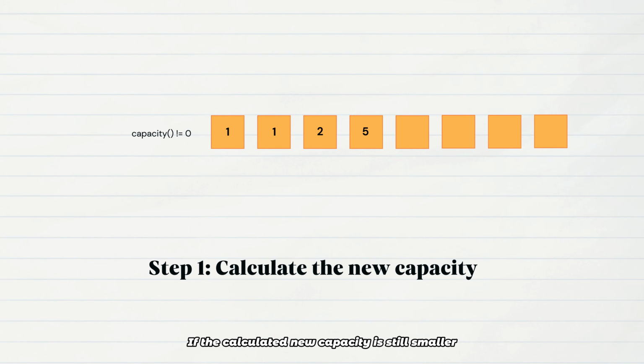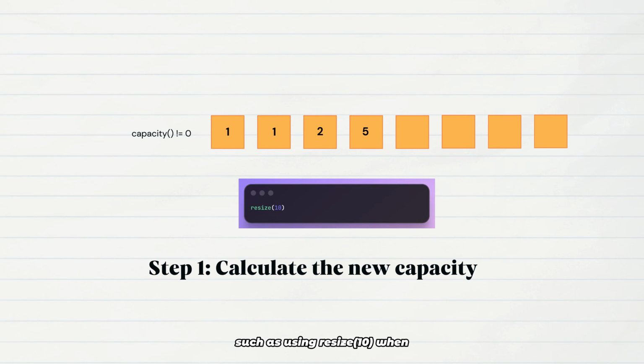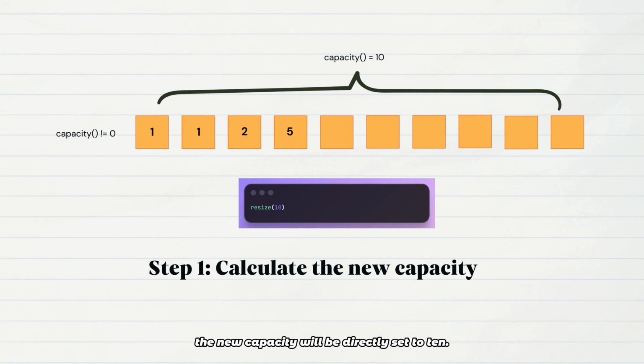If the calculated new capacity is still smaller than the minimum capacity currently required, such as using resize 10 when the current capacity is 4, 2 times expansion to 8 is still not enough. The new capacity will be directly set to 10.